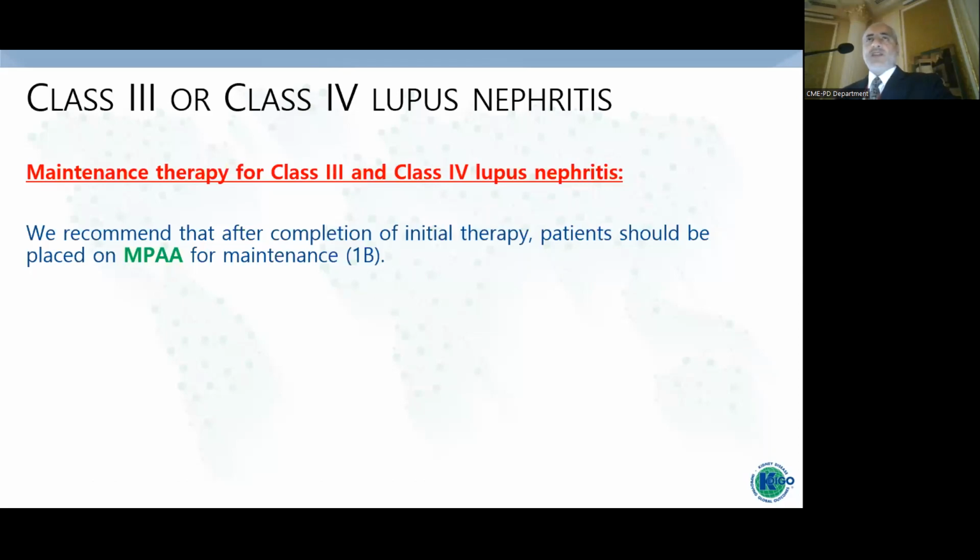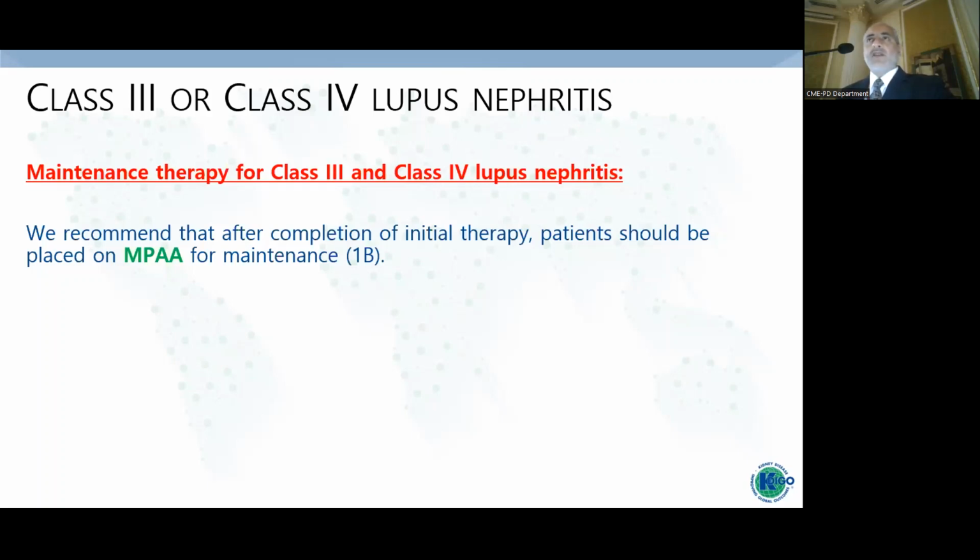After initial treatment and induction of remission, which usually takes 6 to 12 months to be achieved after starting treatment with combined steroid and immunosuppression, then the patient, if he achieves the complete remission or partial remission, should be continued on maintenance therapy. The first line recommended is MPA as a first line management for maintenance therapy for class 3 and class 4 lupus nephritis.